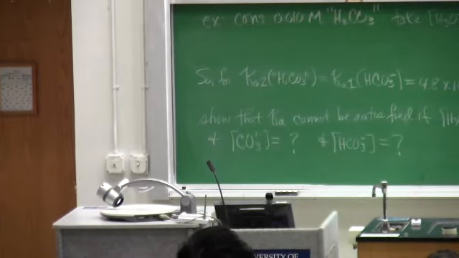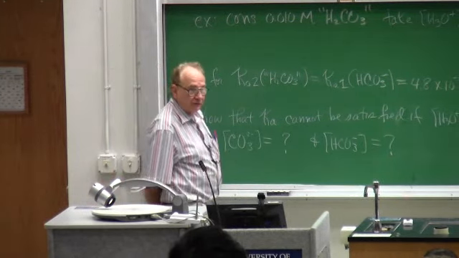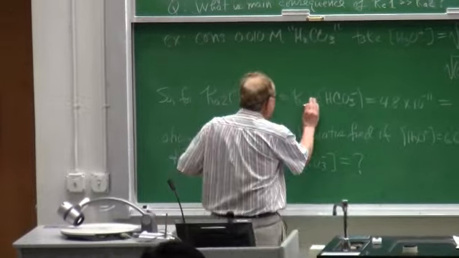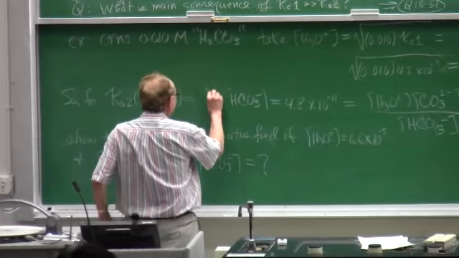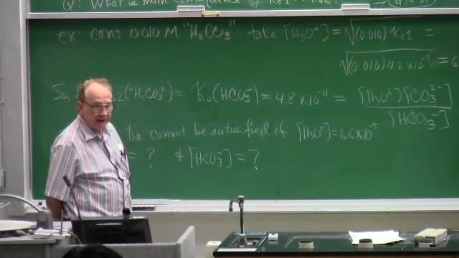Well, let's take a look at Ka2 for H2CO3, which of course corresponds, not Ka1, but Ka, to Ka for bicarbonate, which is 4.8 times 10 to minus 11.